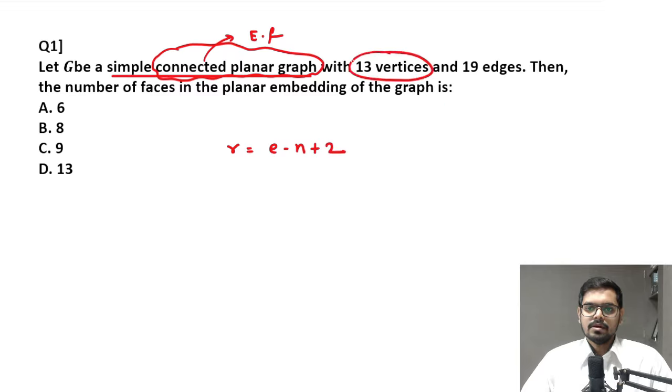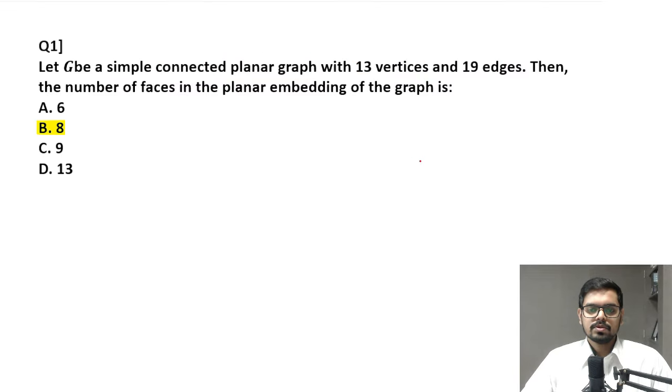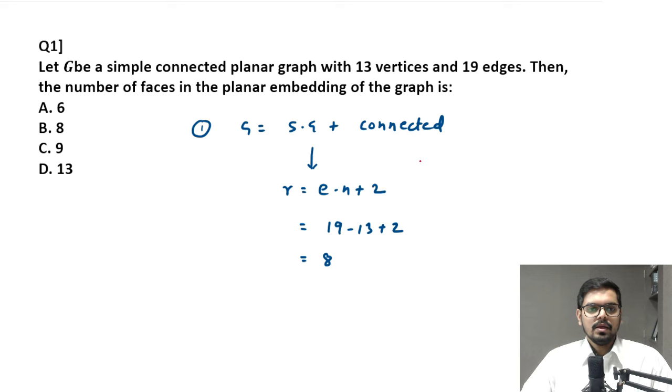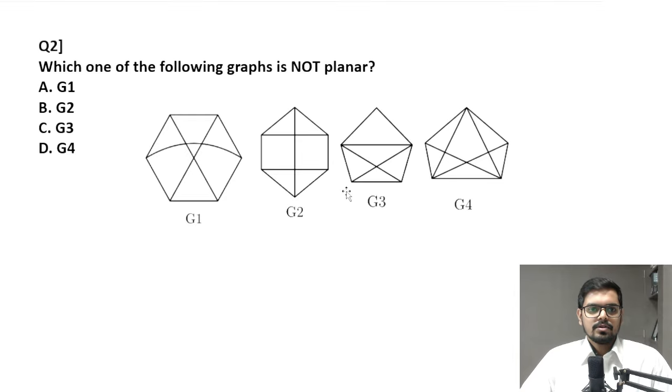Here they are saying 13 vertices, okay, 19 edges. Then the number of faces in the planar graph. Tell me what is the answer? 19 minus 13 is 6. 6 plus 2 is 8. So the correct answer is option B, done and dusted. Okay. So simple connected, multi-connected, pseudo-connected, every time this is the formula. Easy. Try the next question.